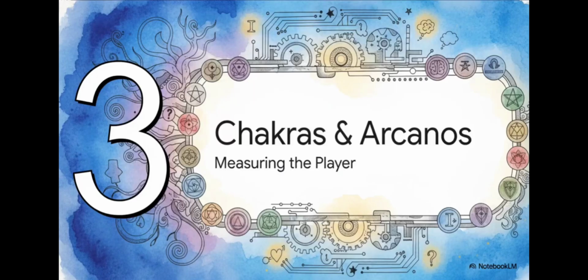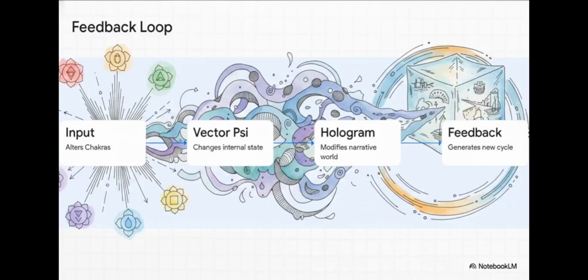All right, let's move to part 3 and look under the hood at chakras and arcanos. So how exactly does a bunch of code measure who you are? It uses this brilliant, continuous feedback loop. When you make a move, the engine doesn't just register the action itself, it reads the underlying intent and translates that into an energy system using 7 functional modules, which they call chakras. Let's say you do something highly impulsive. That action might increase your will module, but suddenly block your intuition module.